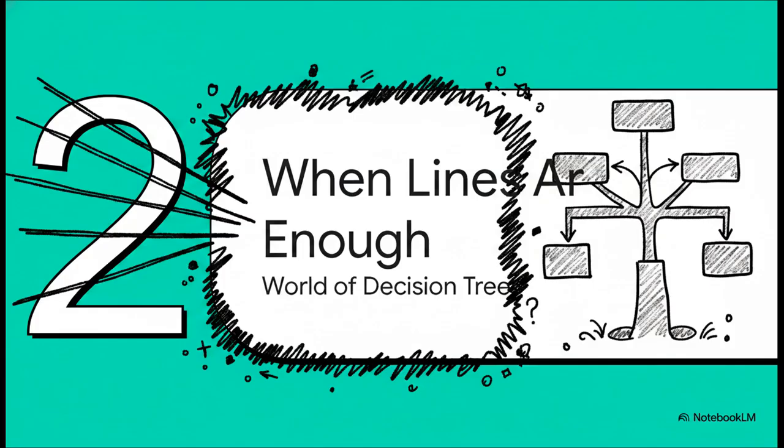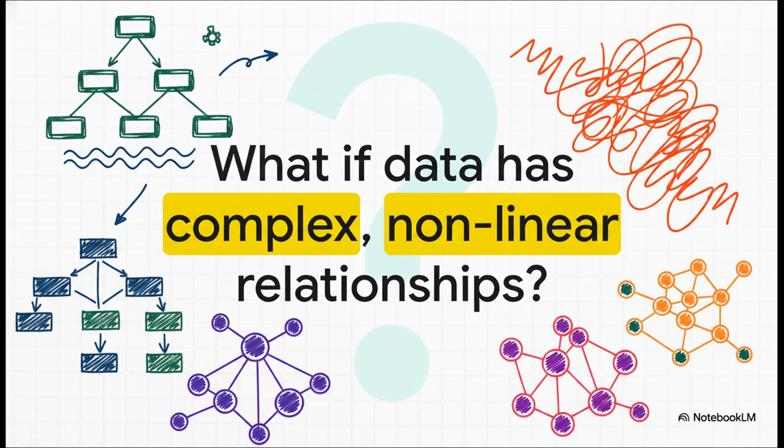Well, that's our cue to step into the world of decision trees. Right? So here's the crucial question. What if the patterns in your data are way more complex? What if you've got these intricate, hidden interactions between your features? This is where tree-based models just absolutely shine. They're literally designed to find and capture all those non-linear relationships automatically, so you don't have to go through the headache of trying to engineer them by hand.